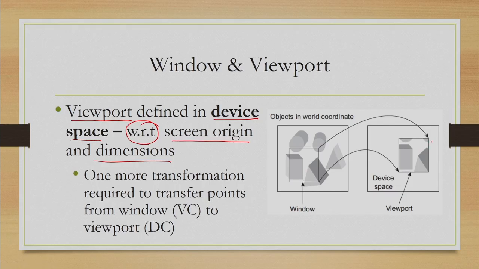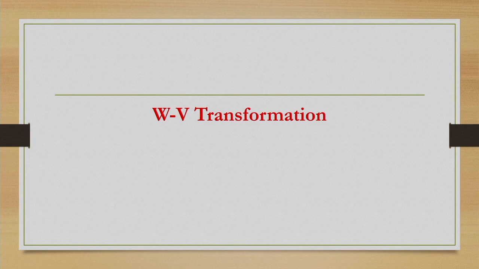Now, this region can be at any location on the device space, and can be of any size irrespective of the size of the clipping window. So, what do we need? We need to map from this window to the viewport. So, it requires one more transformation to transfer the points from the window to the viewport. So, let us see how we can perform this transformation.